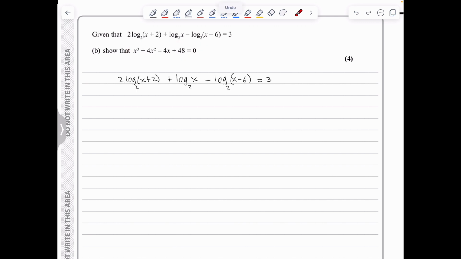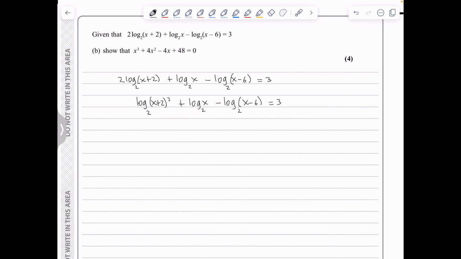So starting with what we are given, I will be applying the rules of logarithms. So 2 log of x plus 2 can be written as log of x plus 2 squared base 2 plus log x base 2 minus log of x minus 6 base 2 is equal to 3. We know that the sum of logarithms leads to the logarithm of the product, whereas when I've got subtraction, then I've got division within the logarithm.